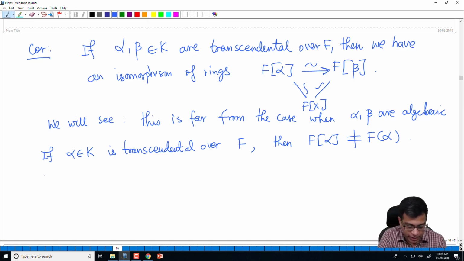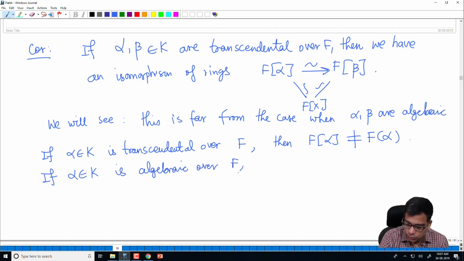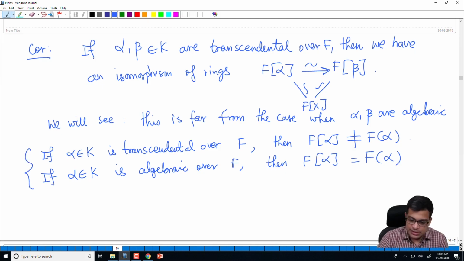If it is algebraic, I will just record this here for summarizing, so that you can keep this in mind. If it is algebraic over F, then F[alpha] is equal to F(alpha). So this is a very important distinction between algebraic and transcendental elements.